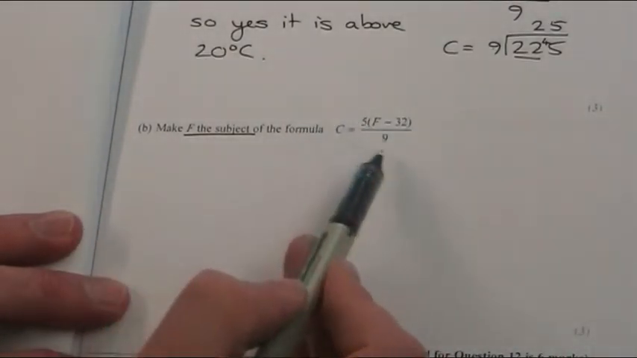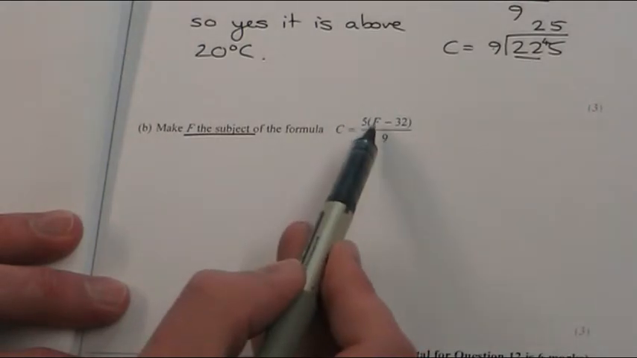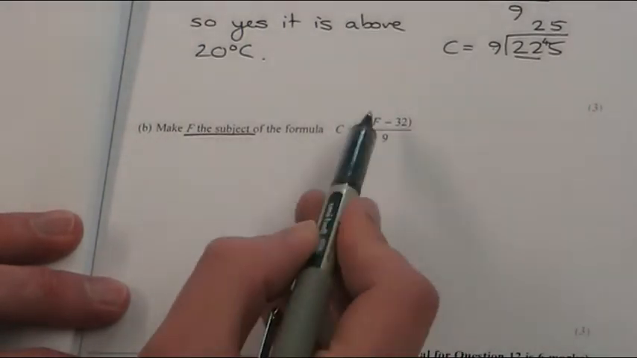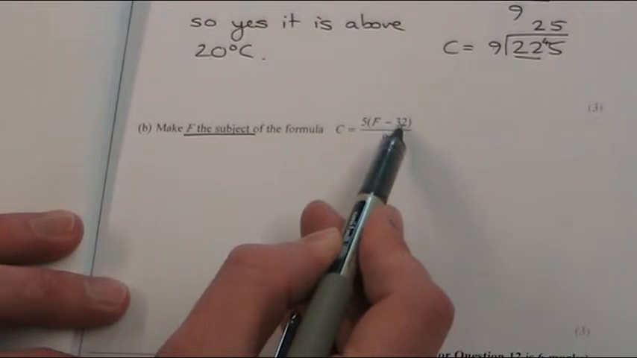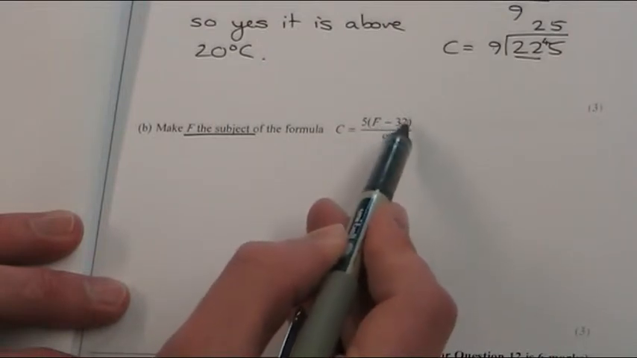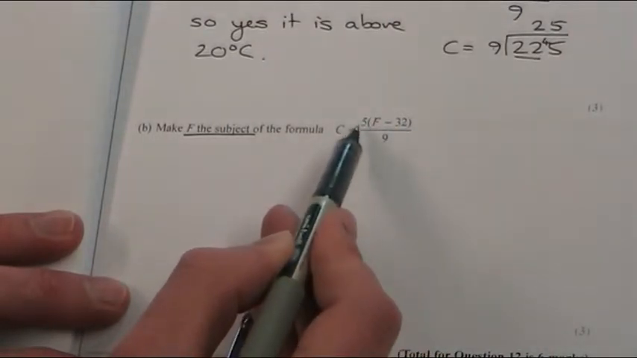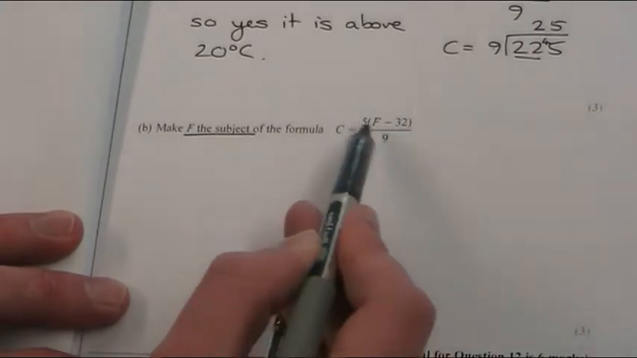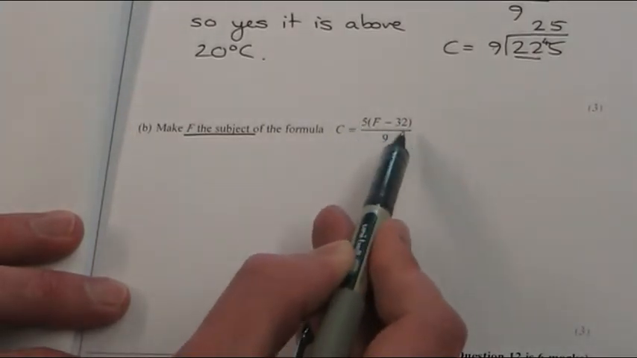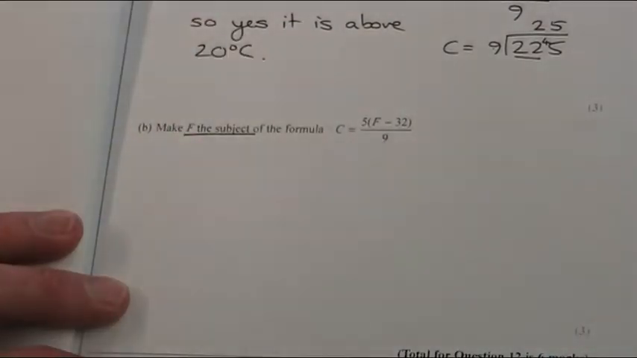Now, what you've got to think about here is what is actually happening to this F, because you've got to get rid of everything. So the first thing is having 32 subtracted from it. Then once that's happened, it's being multiplied by 5. And once that's happened, all of it is being divided by 9. So we go the reverse way.